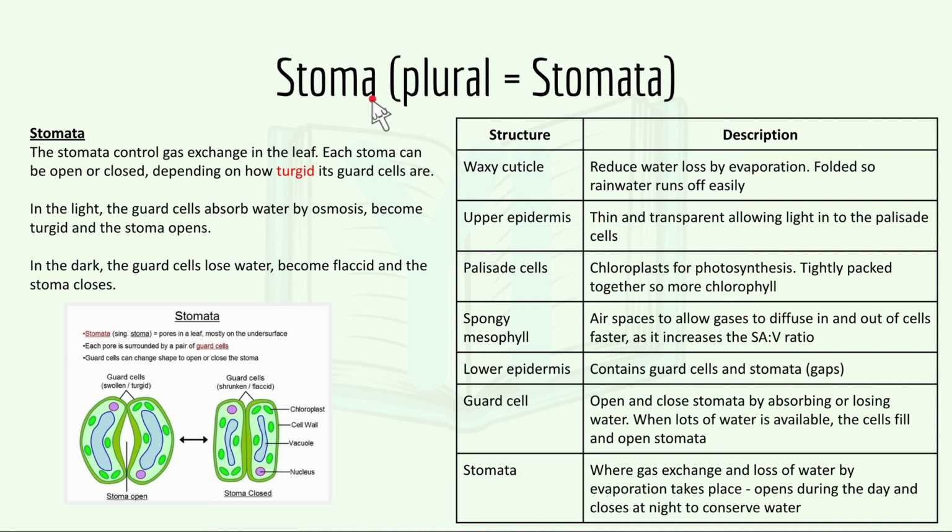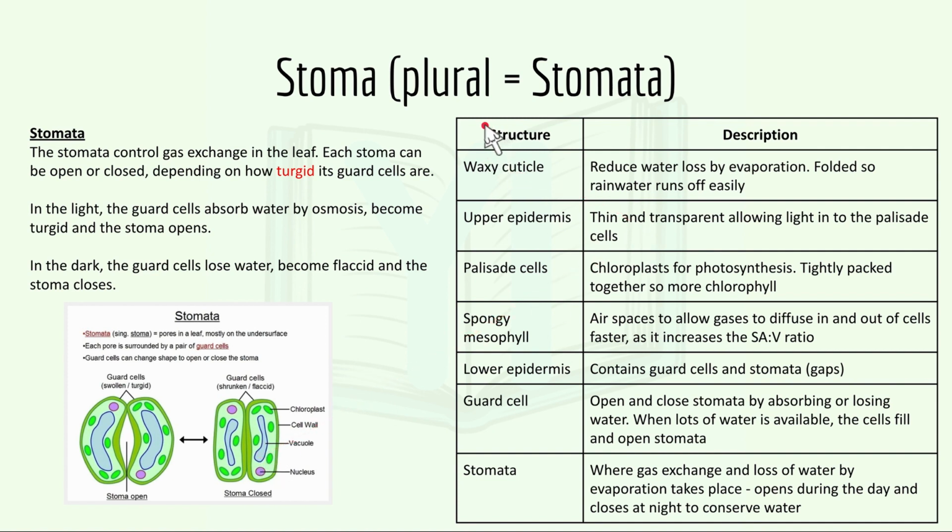So here we have a stoma, or plural stomata. The stomata control gas exchange in the leaf, and each stoma can be open or closed depending on how turgid its guard cells are. In the light, the guard cells absorb water by osmosis, becoming turgid, and the stomata open. In the dark, the guard cells lose water and become flaccid, and the stoma closes. And here's a more detailed version of it. Open and close.